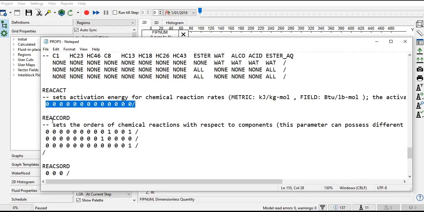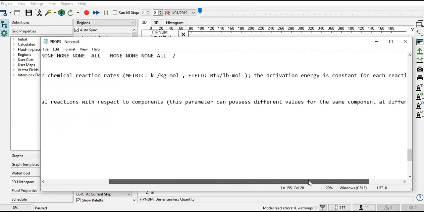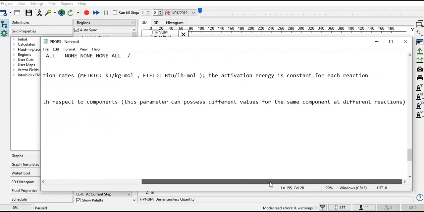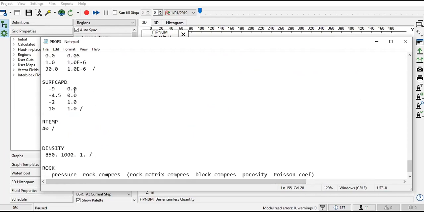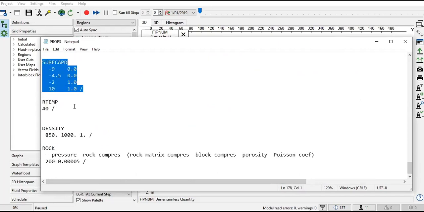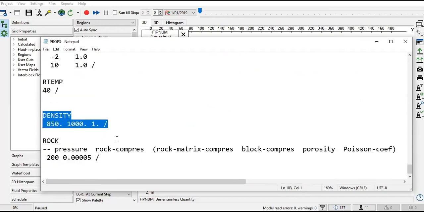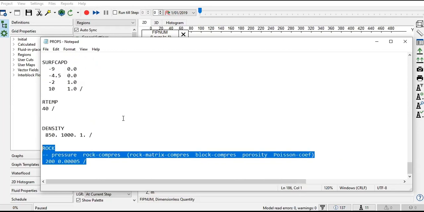And then react chord, this is orders of chemical reaction with respect to the component. This parameter can possess different values for the same component at different reactions. Okay, and then others. Okay. And then this is the reservoir temperature, density. Okay, and then raw compressibility as usual. Okay, so far so good.